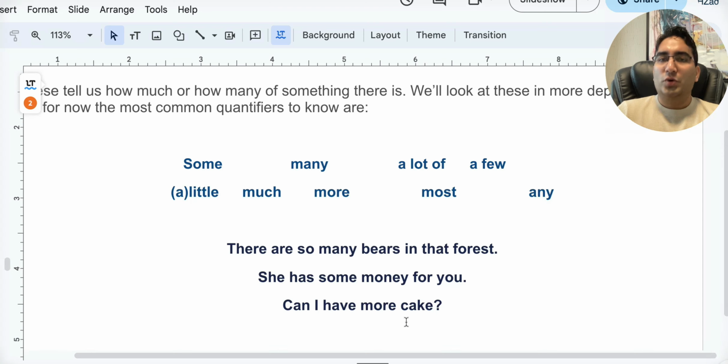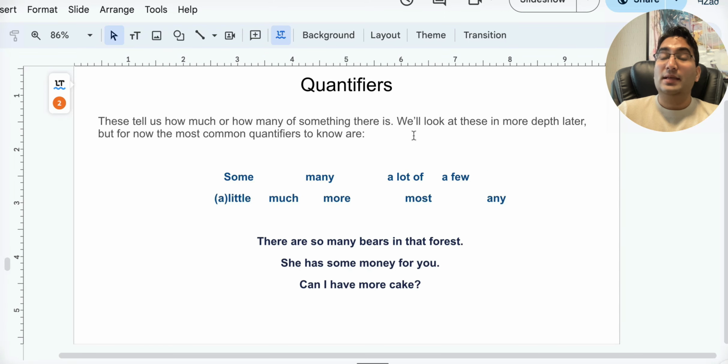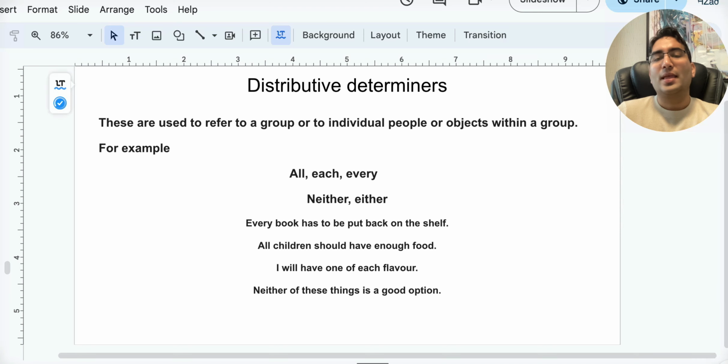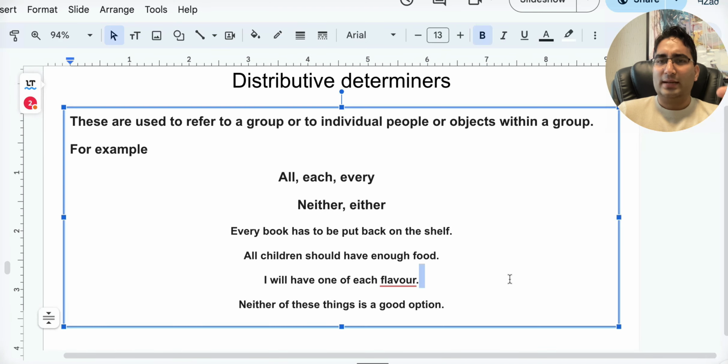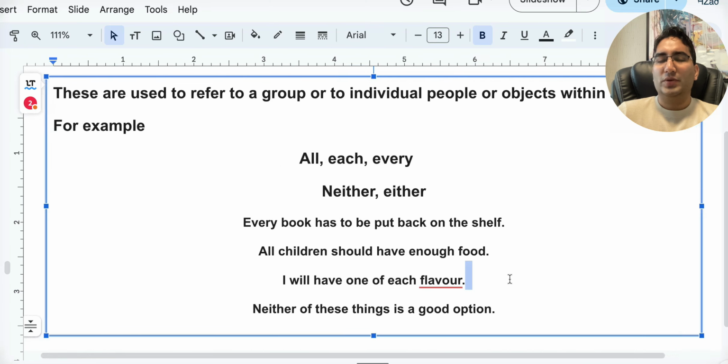Can I have more cake? Now, I already ate some cake. I want more, additional. So you would use the word more in that case. And these words are very handy to quantify the amount of whatever you're trying to describe. Now we also have distributive determiners, which are a little bit more technical, but I'll give you a quick overview here. These words are all, each, every, neither, either. What they do is they help us to refer to a group or a person or things.